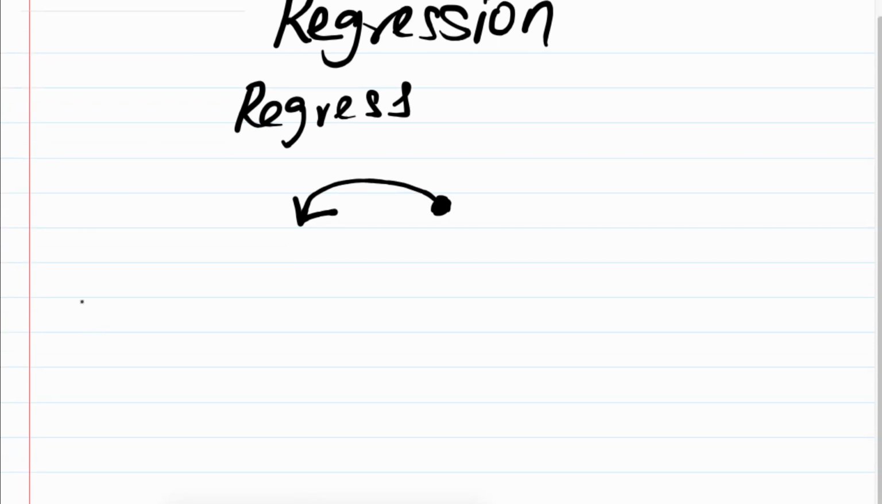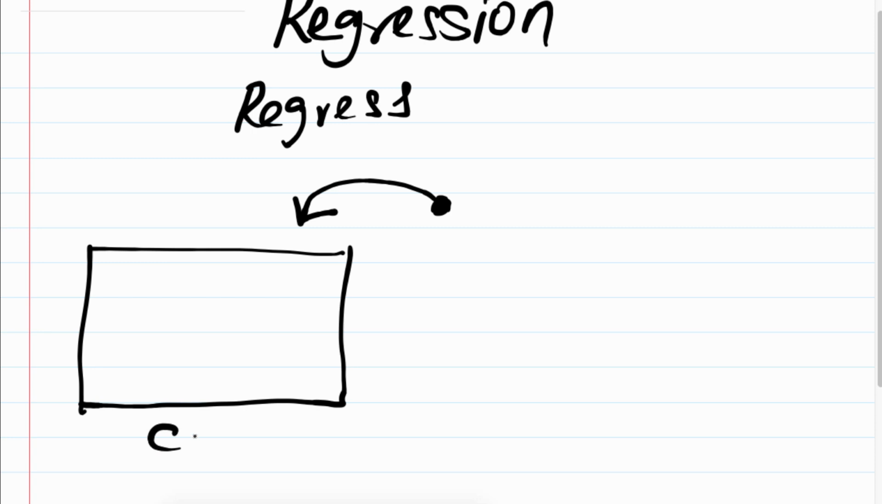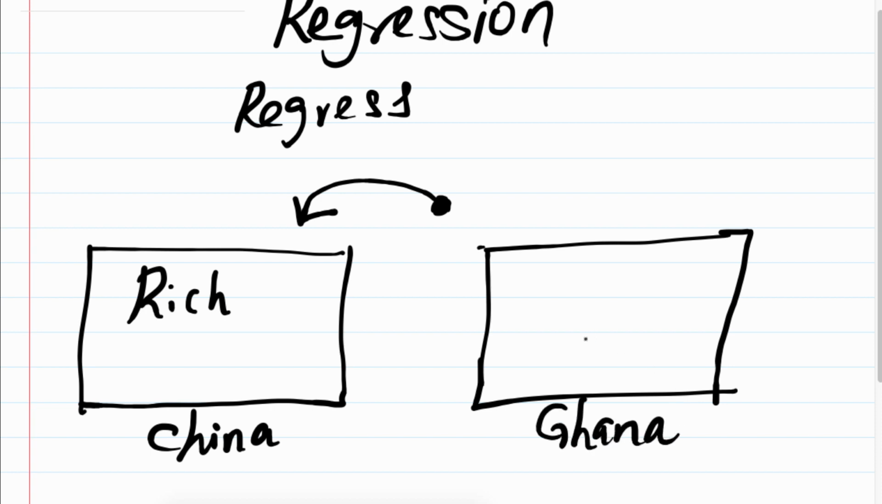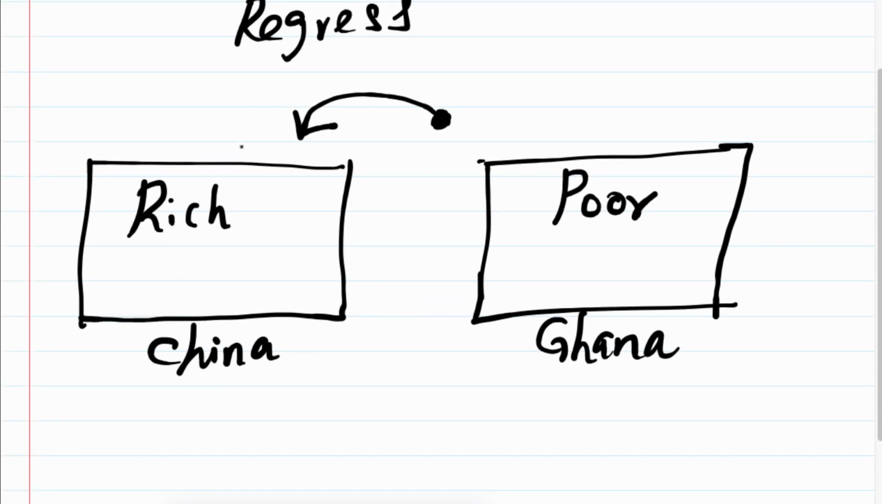Assume you are surprised that the people of China are successful. You believe they are successful, that means they are rich. You take another country, for instance in Africa, like Ghana. Say they are poor, for instance. Say it's a poor country compared with China. Now you have interest to investigate why these people in China are rich.